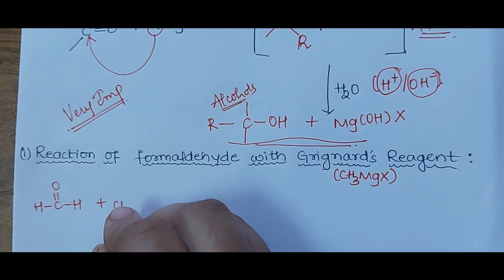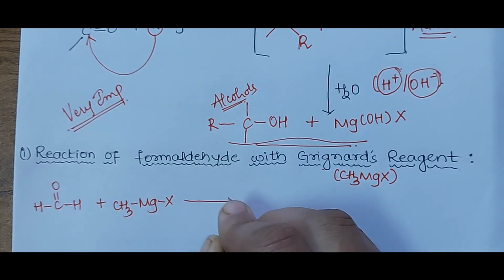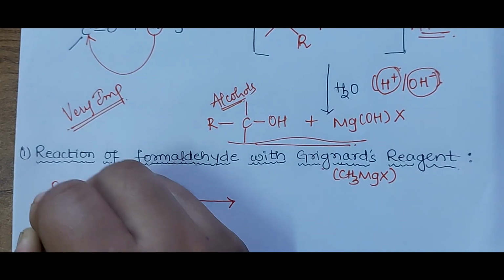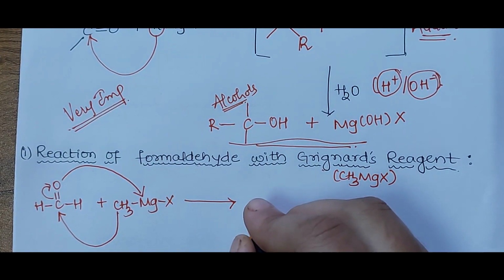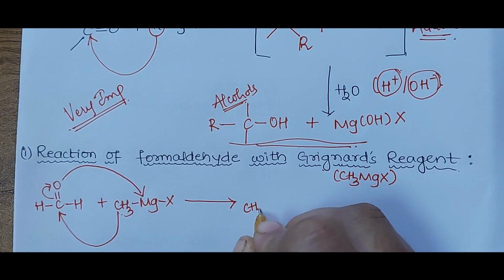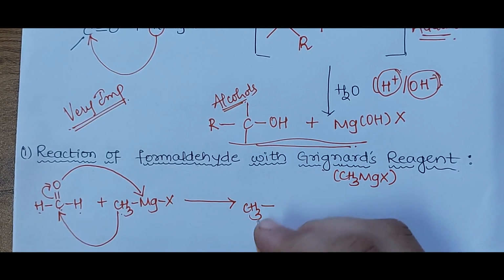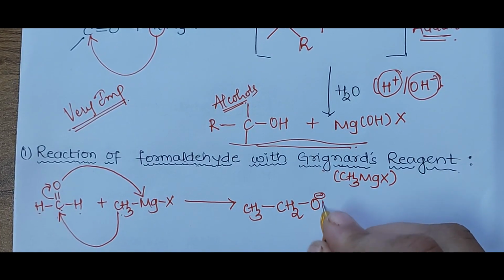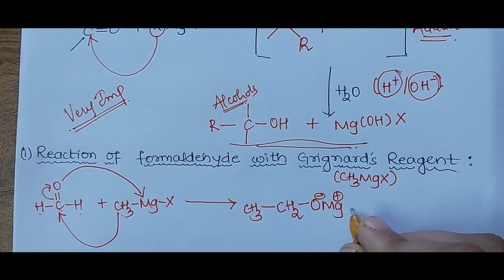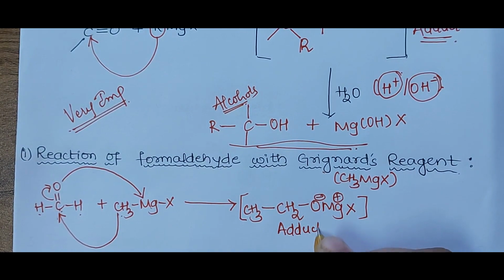Now in this methyl magnesium halide, methyl which has partial negative charge will give the electron pair to the carbonyl carbon of formaldehyde, the double bond shifts onto oxygen, oxygen gets negative charge, gives the electron pair to magnesium, so the resulting product is CH3 forming a bond with carbon. Carbon already has 2 hydrogen atoms which we can represent as CH2. It was a double bond, it becomes a single bond to O. O forms a bond with Mg and X, and this resulting product we write in square brackets, which we call an adduct.